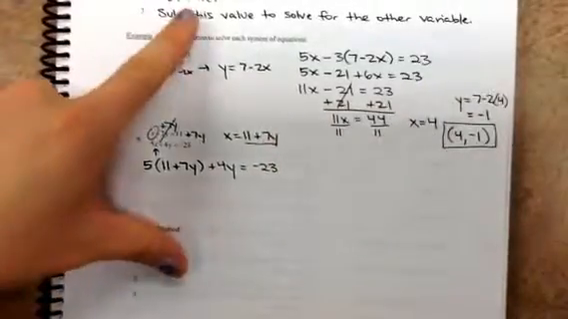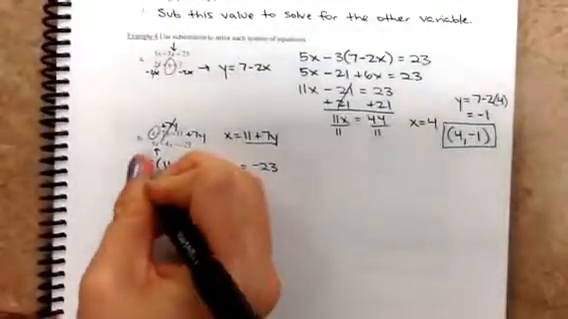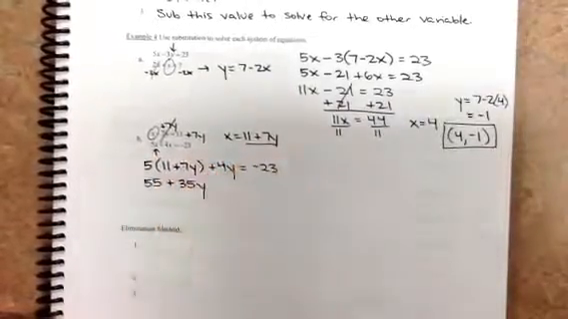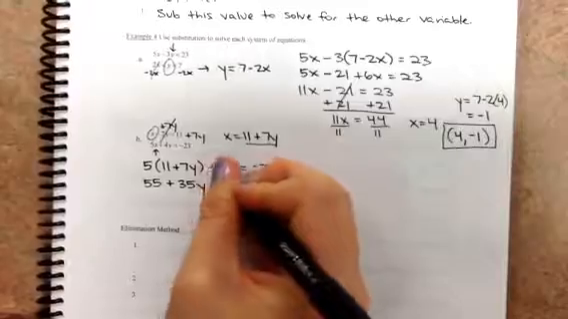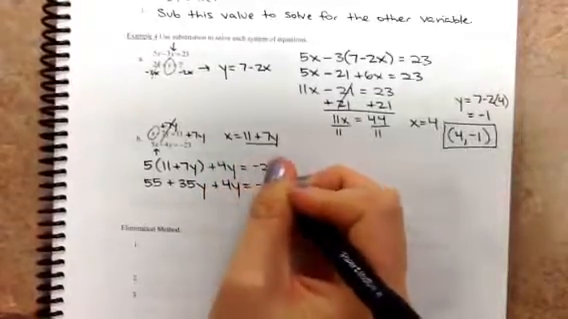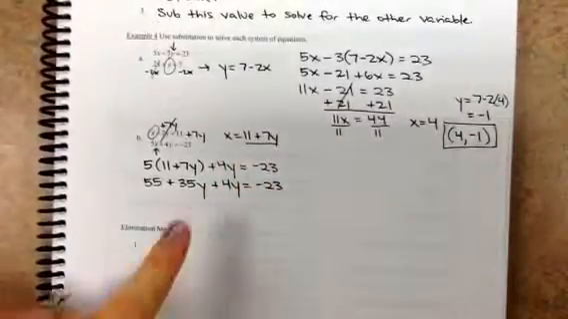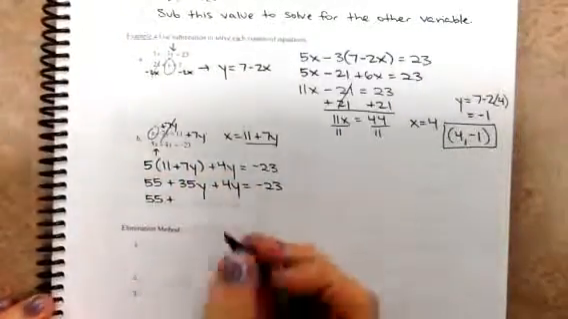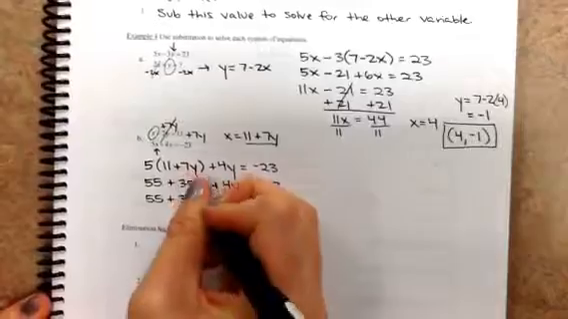Okay, still part of the second step, we're going to solve for this first variable. So start by distributing the 5 to both of these pieces. Then finish with the 4y equals negative 23. On the left-hand side, I'm going to combine my like terms. So combine 35y and 4y, and I get 39y.